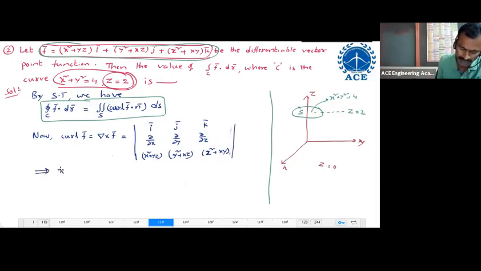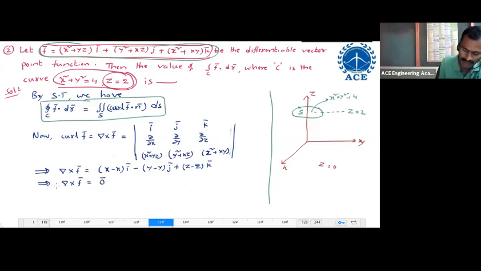Which implies del cross f bar equal to i bar into dou by dou y of this function with respect to y is x minus dou by dou z of this function, that is x, into i bar, minus with respect to x y, with respect to z y, j bar, plus k bar into with respect to x z, with respect to y z, into k bar. This is equal to del cross f bar equal to 0 bar.